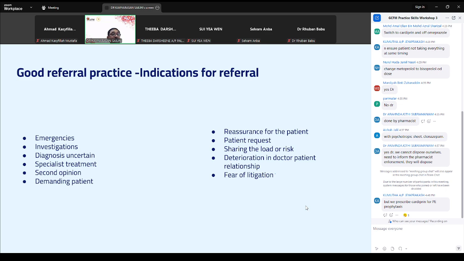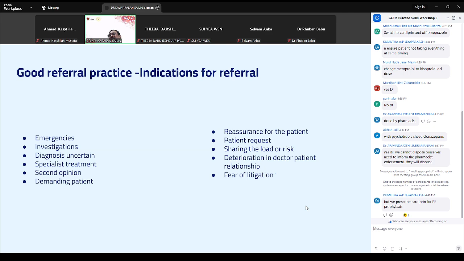Sometimes you might want to refer for a second opinion. And of course, a demanding patient says, Doctor, I don't trust you, can you refer? So better to refer, because you don't want to be in trouble with that patient, and the patient can spoil your day. Reassurance.